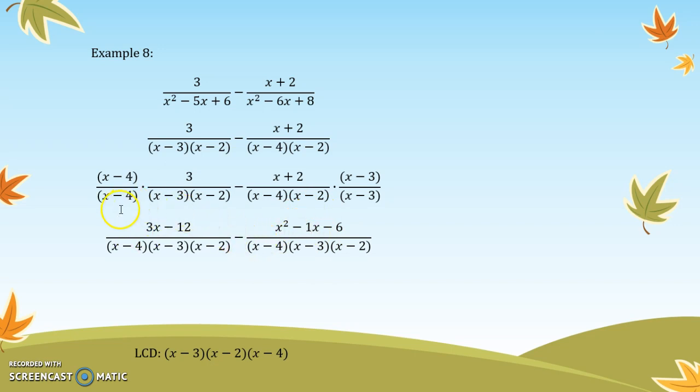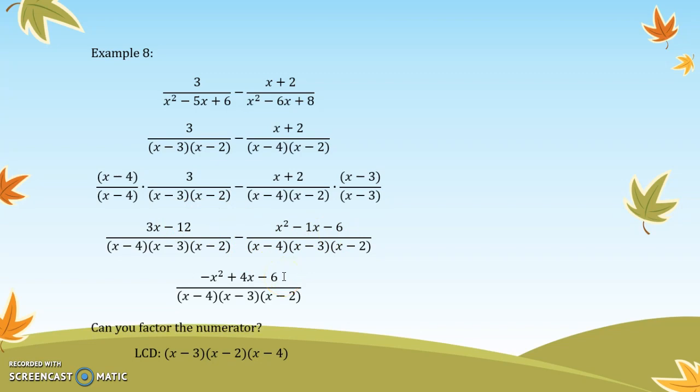So notice I have 0x squared minus 1x squared. So 0x squared minus 1x squared is -x squared. I have 3x minus a -1, giving me positive 4x, because a negative times a negative is a positive. And I have -12 minus a -6, which is -12 plus 6, which is -6.